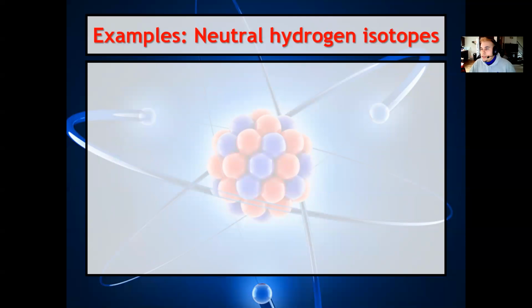So what the hell are you talking about, Mr. Torres? Let's look at an example. We have hydrogen 1, hydrogen 2, and hydrogen 3. Hydrogen has 3 isotopes, 3 variations in which it has the same number of protons, but different numbers of neutrons.